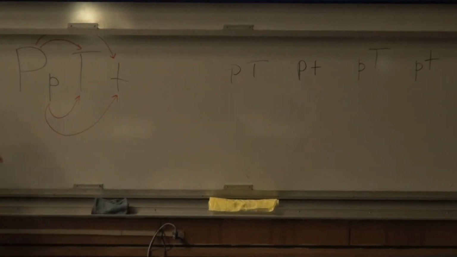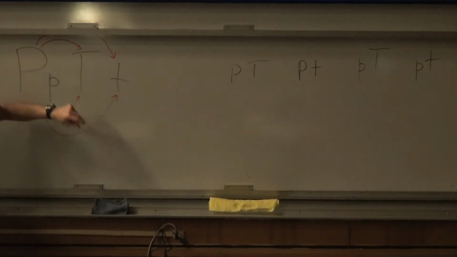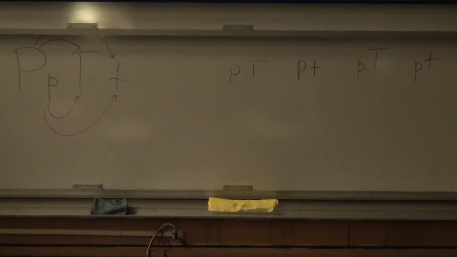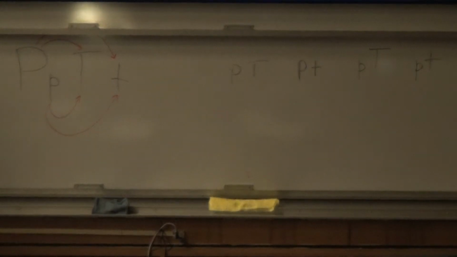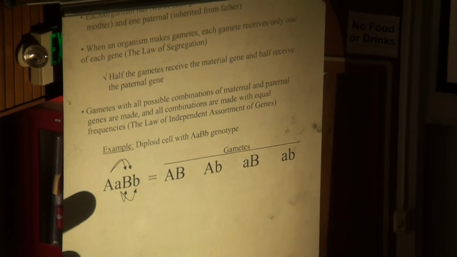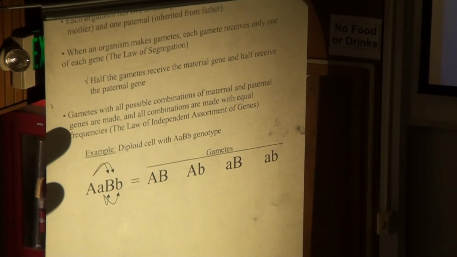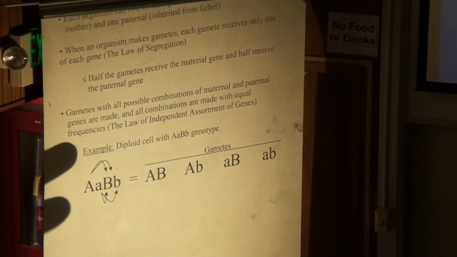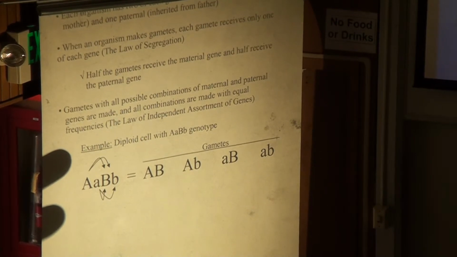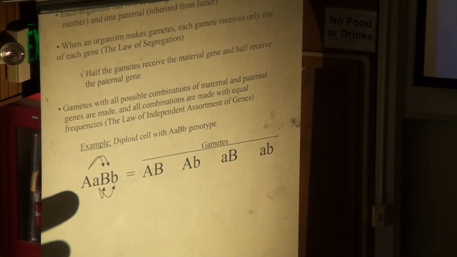So again, all possible combinations come up in exactly equal amounts. You always get one of each gene, so one of these P's and one of these T's, but which one you get is completely random, and so it comes out to be equal numbers. And here's something from earlier in the lecture from last week on Mendel's rules of genetics. I skipped that part, but this is what this is illustrating. Gametes with all possible combinations of the maternal and paternal genes are made, and all combinations are made with equal frequencies. That's called the law of independent assortment.